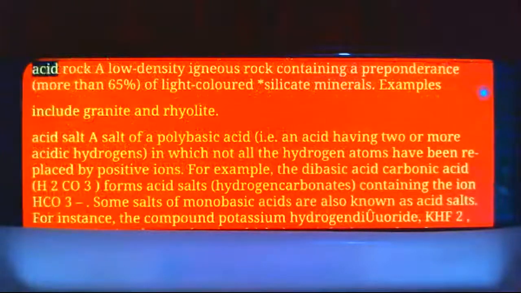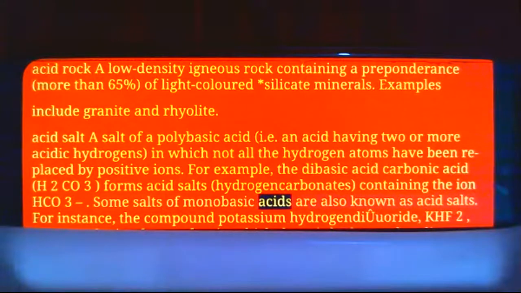Acid rock: a low-density igneous rock containing a preponderance (more than 65%) of light-colored silicates. Examples include granite and rhyolite. Acid salt: a salt of a polybasic acid, i.e. an acid having two or more acidic hydrogens, in which not all the hydrogen atoms have been replaced by positive ions. For example, the dibasic acid carbonic acid H2CO3 forms acid salts, hydrogen carbonates containing the ion HCO3-.